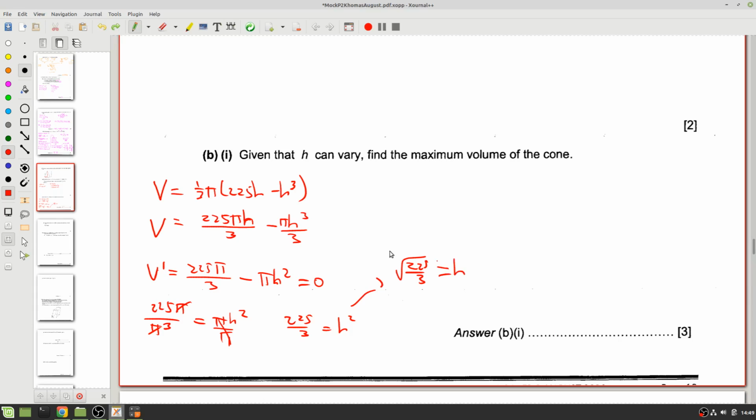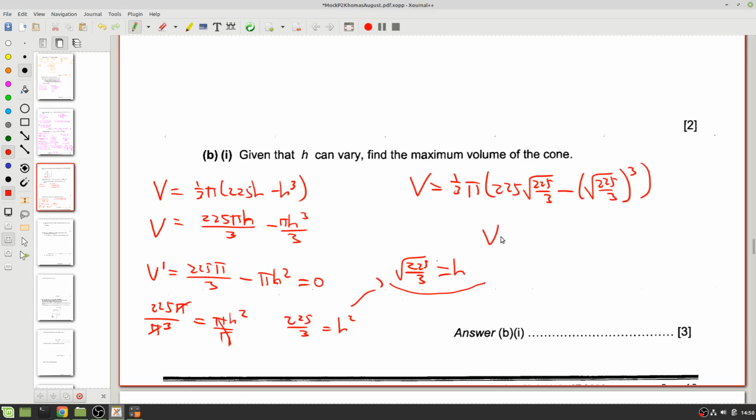We want to find the maximum volume. So the maximum volume will occur when h is this value. So now we want to substitute this value for h back into our volume formula. So volume equals a third pi times 225 times h, minus h cubed, where h is the square root of 225 over 3.